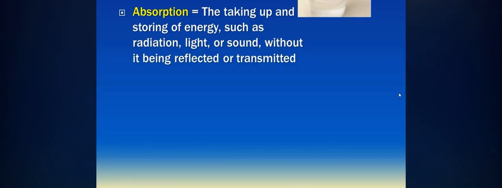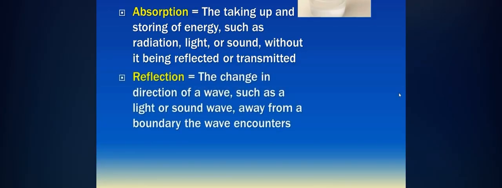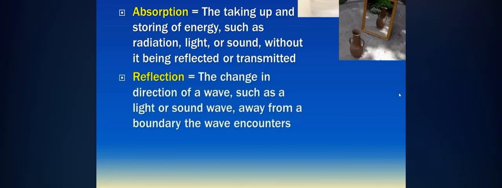You can think about a sponge absorbing water. It takes up the water. That is absorption. Reflection, you know what reflection is. It's like what happens with a mirror. Reflection is a change in the direction of a wave, such as light or sound wave, away from a boundary the wave encounters. So we've got a reflection here. We've got some light hitting this object here, and it's bouncing off the mirror. Reflection. It's kind of a bouncing action.